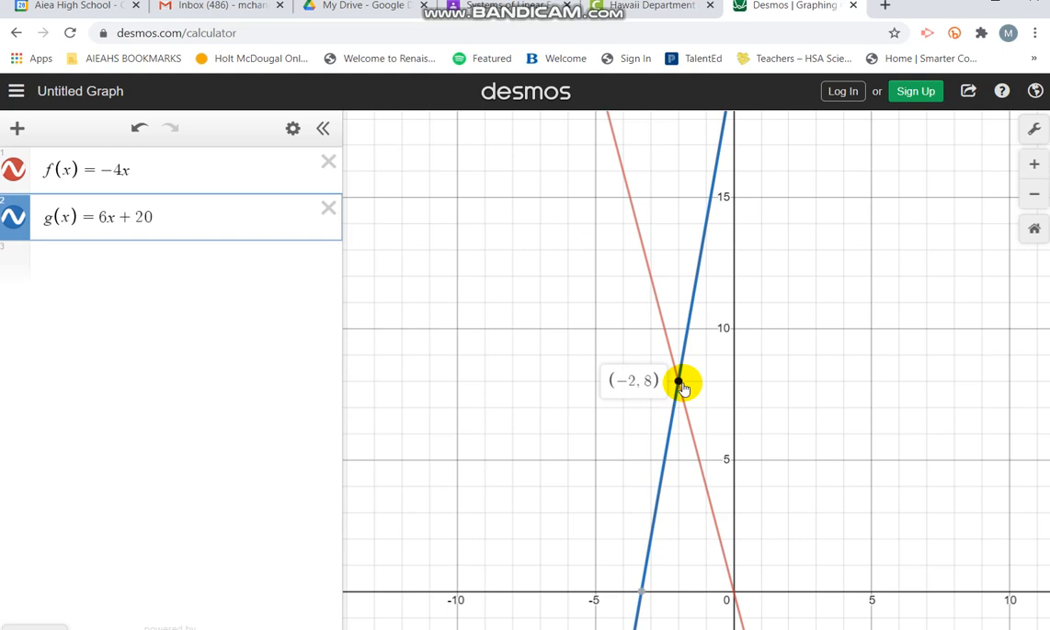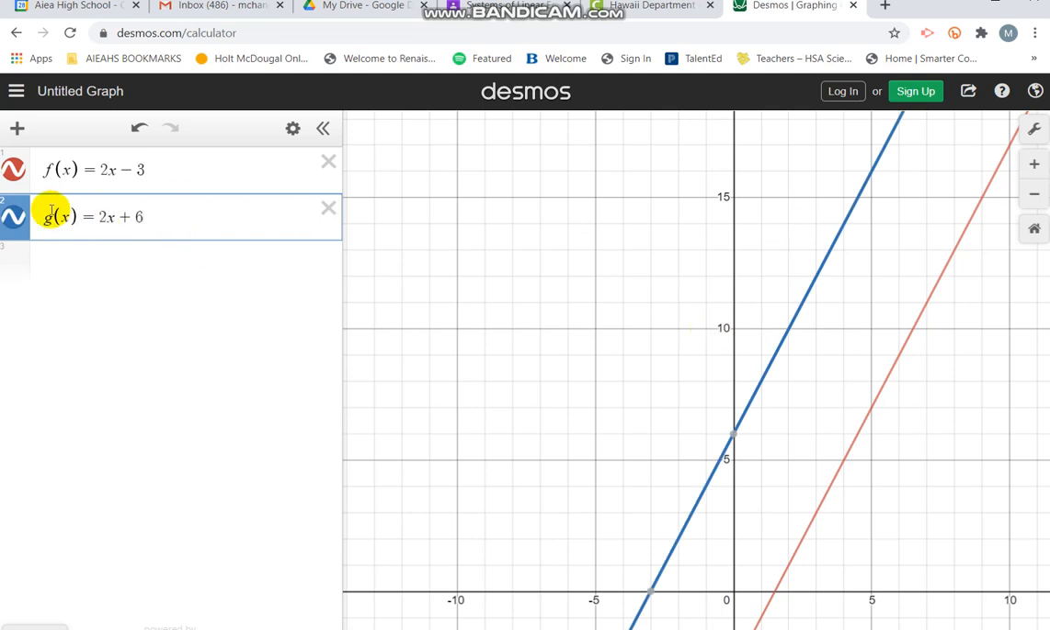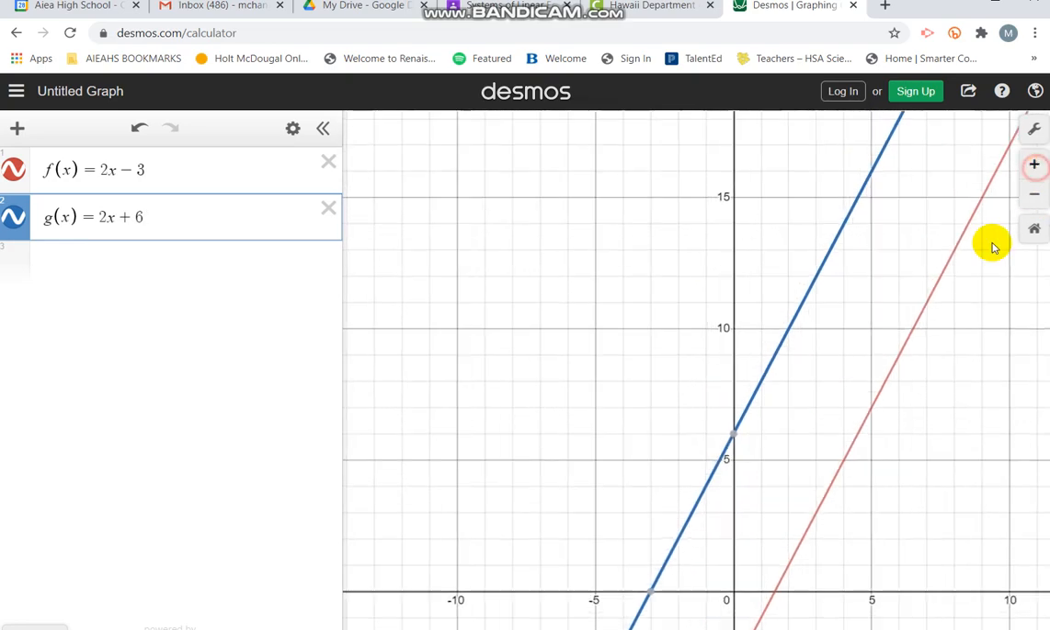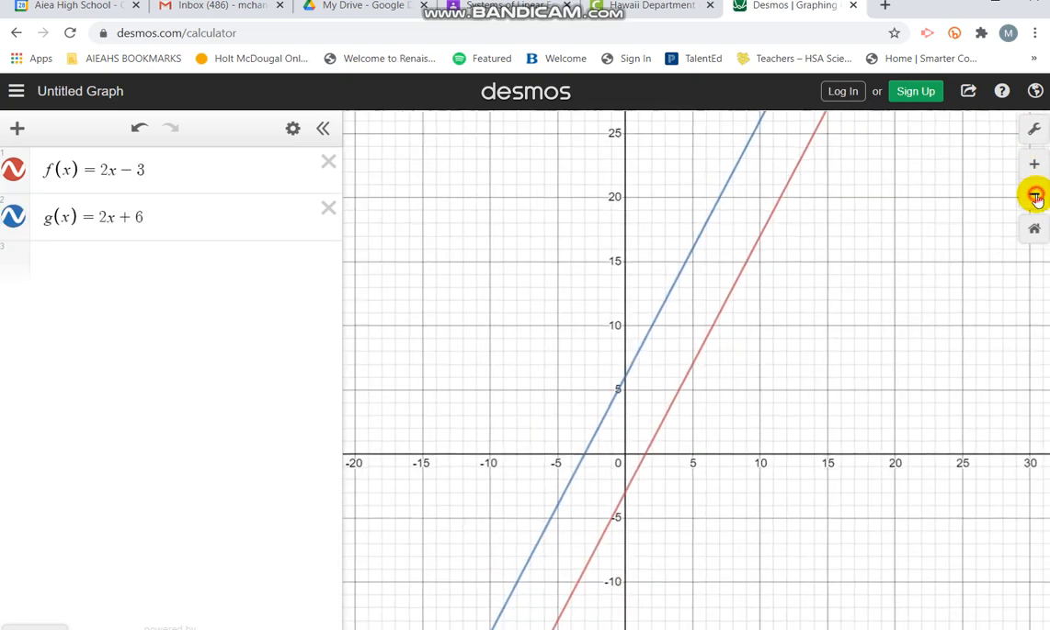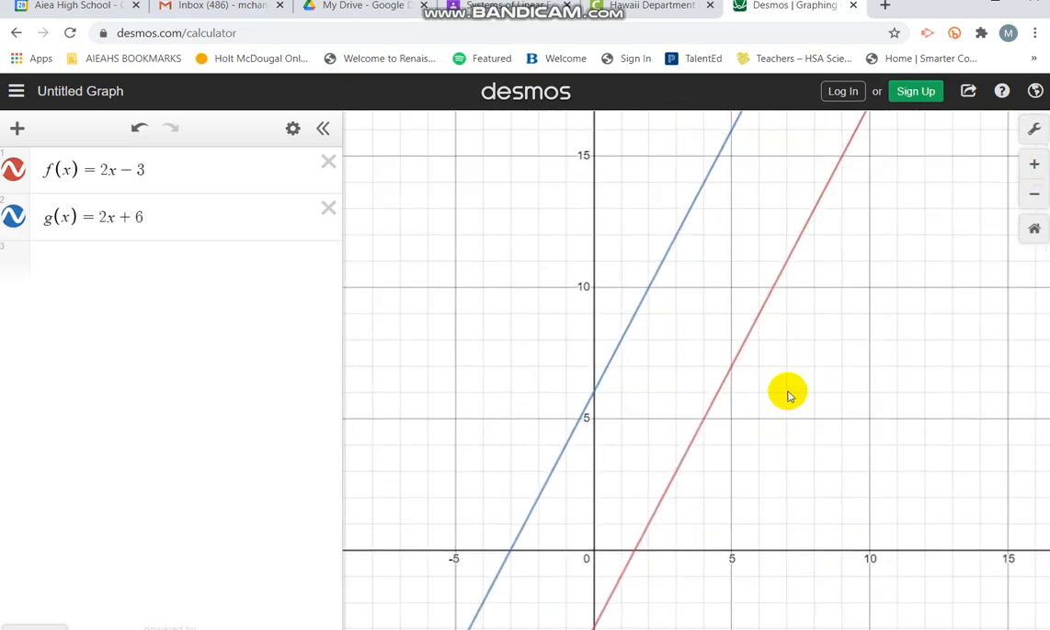Okay, now what if I were to change this up? Now let's say I put something like 2x minus 3, and this is going to be something like 2x plus 6. So, same idea. If we set f of x and g of x equal to each other, the interesting thing that's going to happen is, you see, these lines are parallel. Since these lines are parallel to each other, we're going to have no solution for this problem. So basically what that means is we cannot even solve for x.